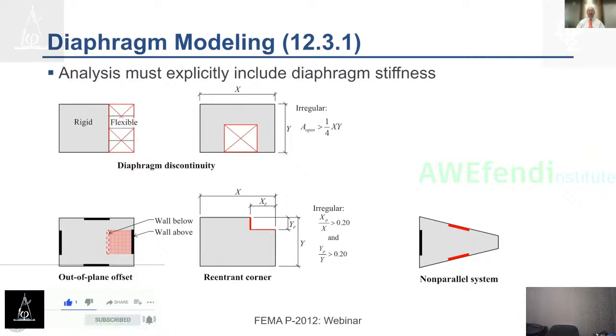And then if you have what the code identifies as a reentrant corner condition, where it's got some triggers, it doesn't have to be just a tiny corner, but if it's big enough that you end up with wings of a building that could behave dynamically independently of one another, you'd need to think about the diaphragm stiffness. And where you have a non-parallel system, you're counting on the diaphragm to get the three-dimensional behavior to work. And so you need to think about that diaphragm stiffness as it relates.